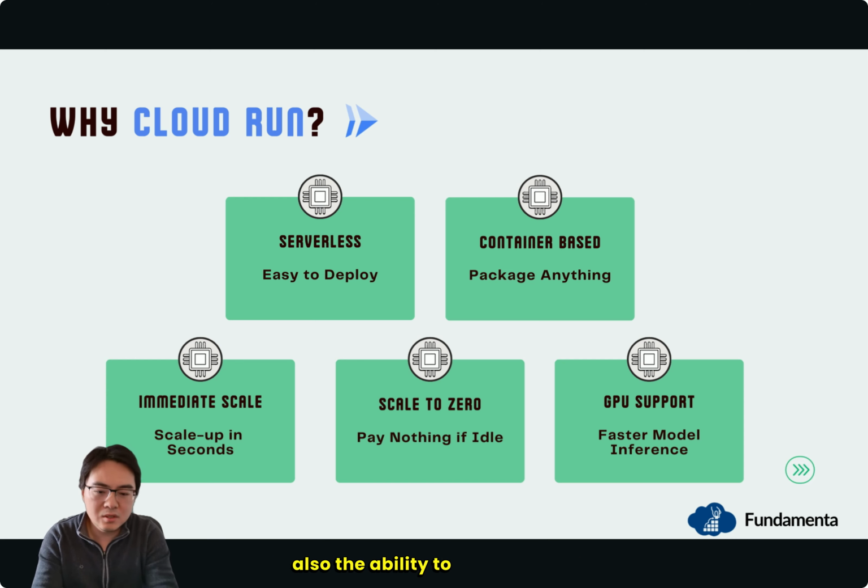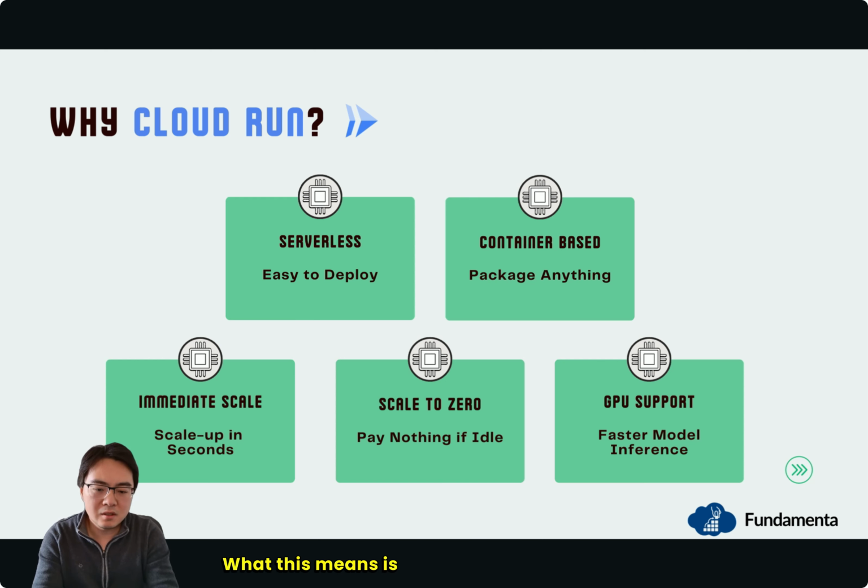And also the ability to scale to zero. This is really important, especially now that you have GPU support in Cloud Run. It's currently in preview, but scaling to zero is a big deal, right? Why is that a big deal? Because your traffic is not always on, right? In addition to auto scaling, you can also scale to zero.